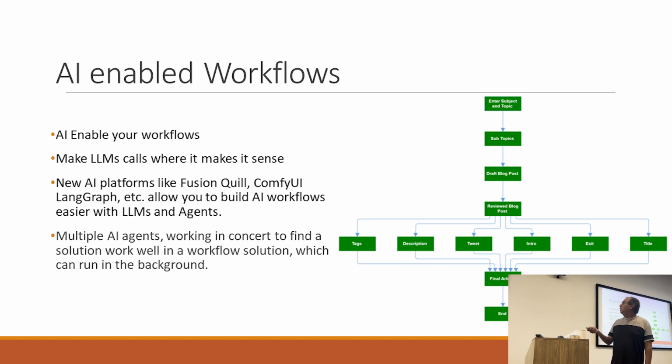This is probably hard to read, but here's a workflow for writing a blog post. You enter your subject and topic. If you go to ChatGPT, you would just type, give me a blog post on a particular topic, but that turns out not to be the best way to get a good blog post. You actually have to ask the model to break up the subtopics, then you edit the subtopics, and then you get your draft blog post, and then you edit that, and then you ask it to rework all the data into a nice blog post.